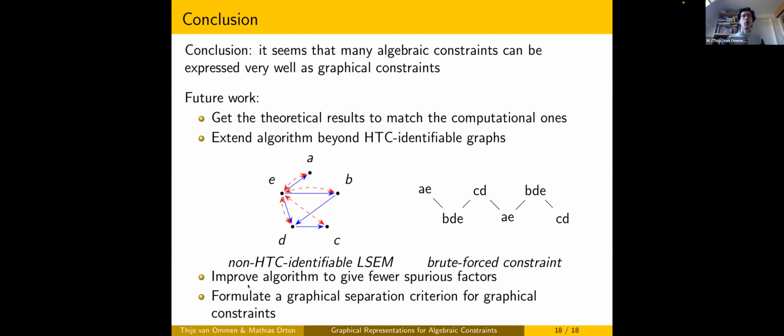Right, and as we saw, the algorithm often produces spurious factors. So I listed all the ways in which I try to get rid of those spurious factors in the computational study. So it would be great if we could do that in a more automated way. And finally, the final thing on this slide is that it would be great if there could be a graphical separation criterion along the lines of d-separation based on these graphical constraints. So thank you for your attention.